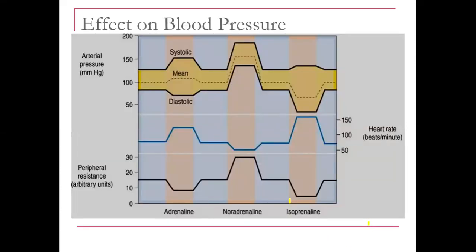Now, this is the effect of these drugs on the arterial blood pressure. We talk about adrenaline, noradrenaline and isoprenaline. Adrenaline increases systolic blood pressure, decreases diastolic, and increases the mean blood pressure, whereas noradrenaline increases all of them: the systolic, the mean, and diastolic. Isoprenaline increases the systolic blood pressure, but causes a decrease in mean blood pressure and diastolic blood pressure. Similarly, there's a decrease in peripheral resistance on intake of isoprenaline.